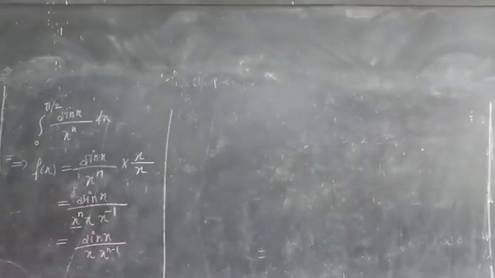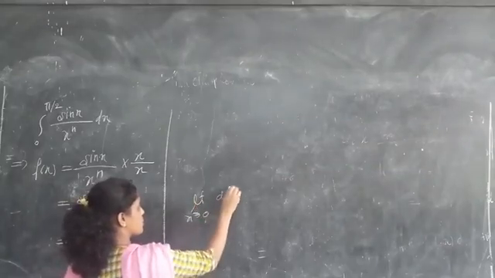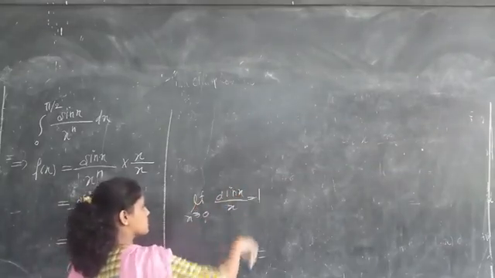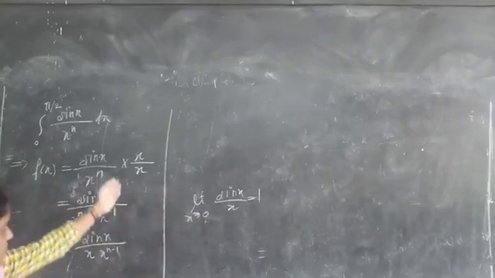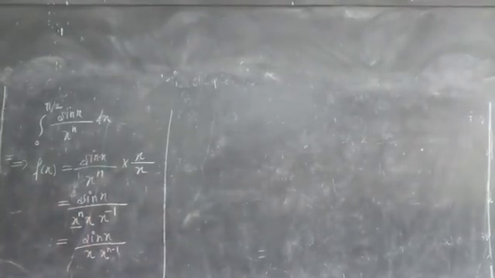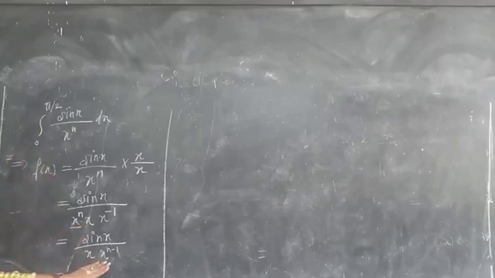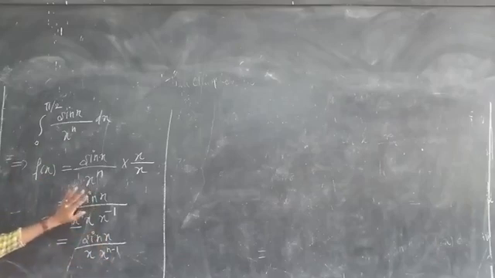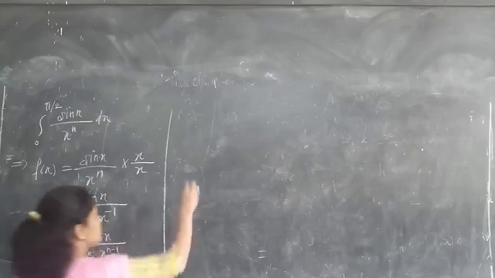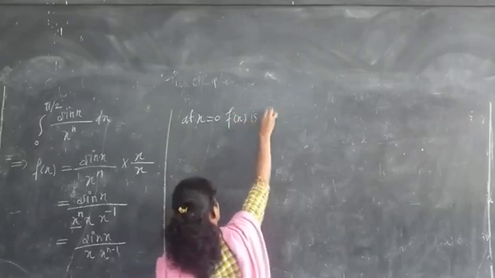So why have we chosen it like this? Because we have one standard form: limit of x tends to 0 of sine of x divided by x is always 1. To get this form we have multiplied and divided by this x. Now our discontinuity point is 0. If you put x equal to 0, 1 by 0 is infinity, so it is the discontinuity point. Therefore, at x equal to 0, f of x is discontinuous.